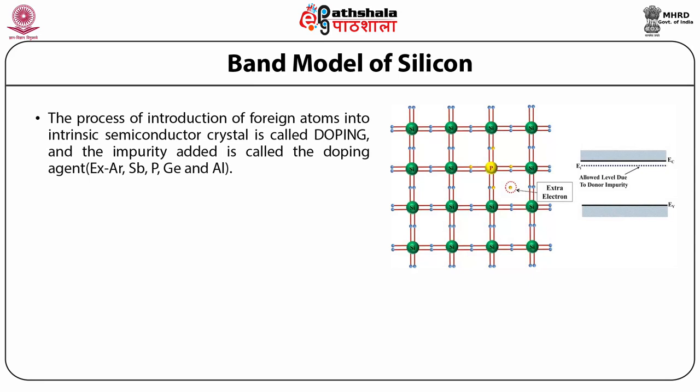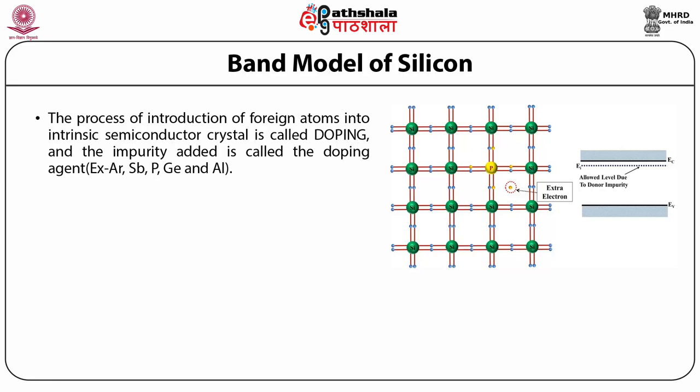Doping in semiconductors leading to the formation of n-type and p-type semiconductors. As we have discussed earlier, semiconductor materials have poor electrical conductivity that needs to be enhanced. Hence, in order to improve the electrical conductivity, some foreign atoms are introduced into the intrinsic or pure semiconductor crystal. This process of introduction of foreign atoms into the intrinsic semiconductor crystal is called doping.